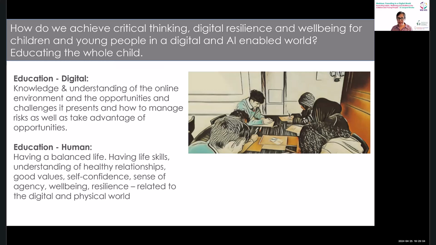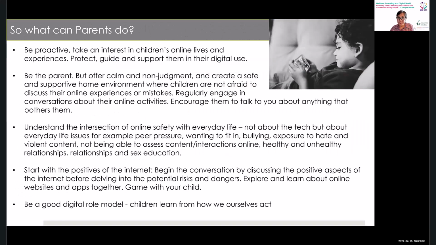Helping young people understand and recognize risks, but equally, they need to be able to take advantage of opportunity. But we also need our children to have a balanced life, to have life skills, understanding of healthy relationships, good values, self-confidence, a sense of agency, related to not just the digital world, but the physical world. And so these are the two aspects that we need to get right.